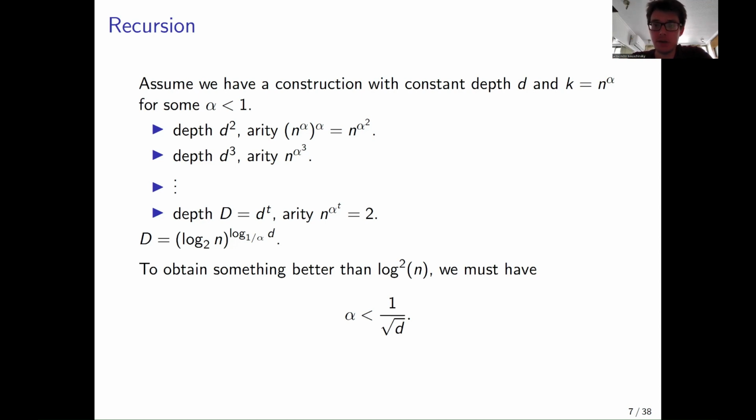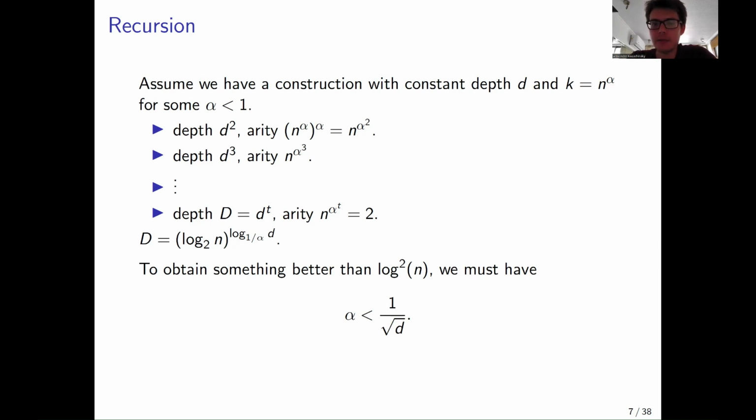This happens for some t number of these recursive iterations, and the depth of the resulting network will be just an ordinary sorting network with k equals 2, and its depth will be small d to the t. Then we can express capital D from everything else by excluding t, because we know that it has to be such that n to the alpha to the t equals 2. Doing some calculation, we obtain that capital D, the depth of the resulting ordinary sorting network, will be log n to some exponent, and the exponent is something like log of d base 1 over alpha.